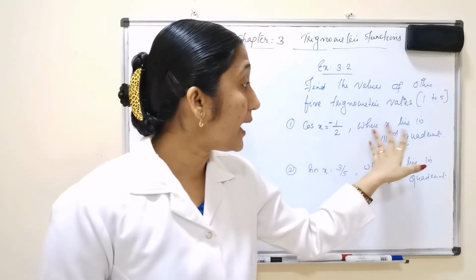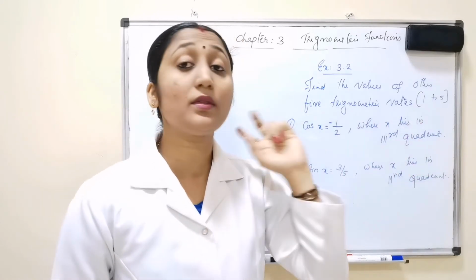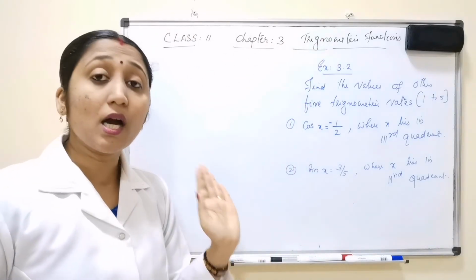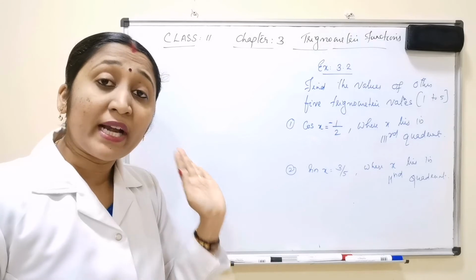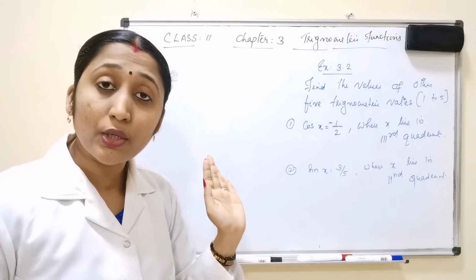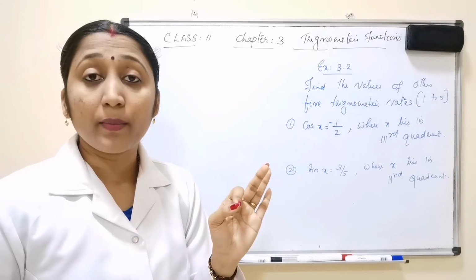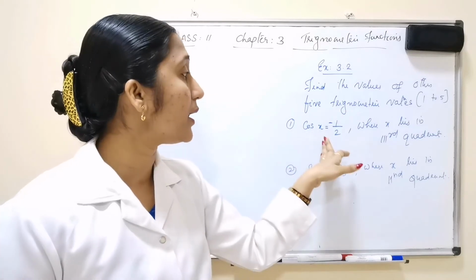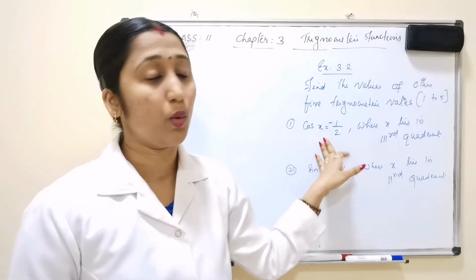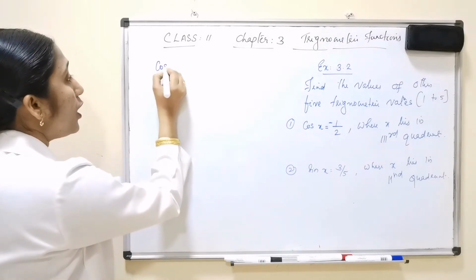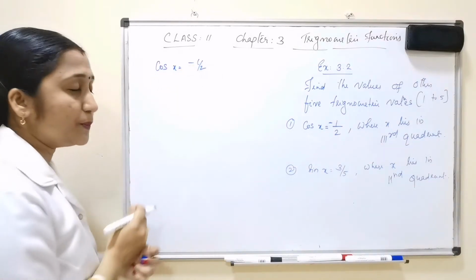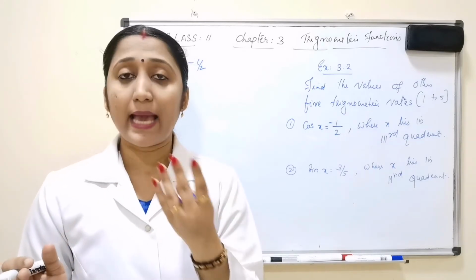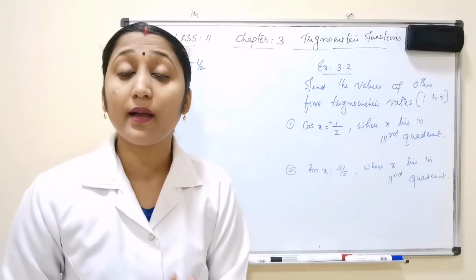Once again, if x lies in the third quadrant, we want to memorize the table: first, second and third. The third quadrant means the angle is between 180 and 270. In the third quadrant, tan and cot functions are positive and all other functions are negative. That is why cos x equal to minus 1 by 2. Next we want to find sine, tan, cosec, sec and cot, the other 5 trigonometric functions.